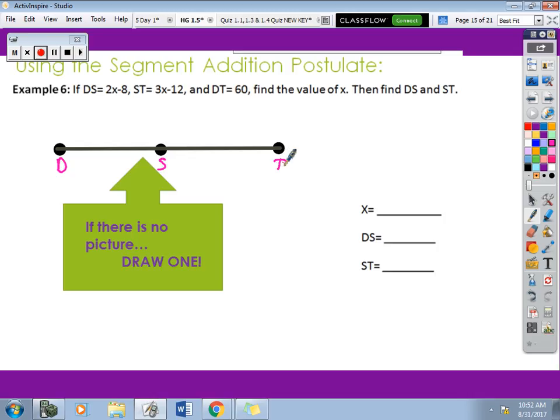Also, take the given pieces of information and put them on the picture. So 2x minus 8, 3x minus 12, and DT 60. Am I adding markings to this picture? No. No, they don't tell you it's a midpoint.